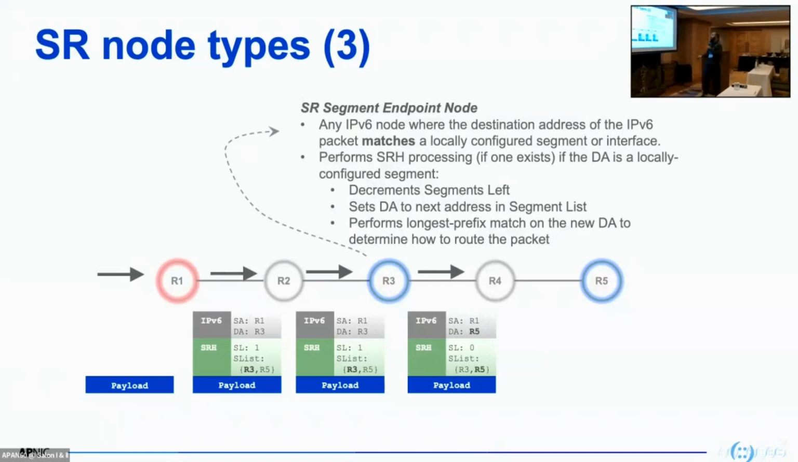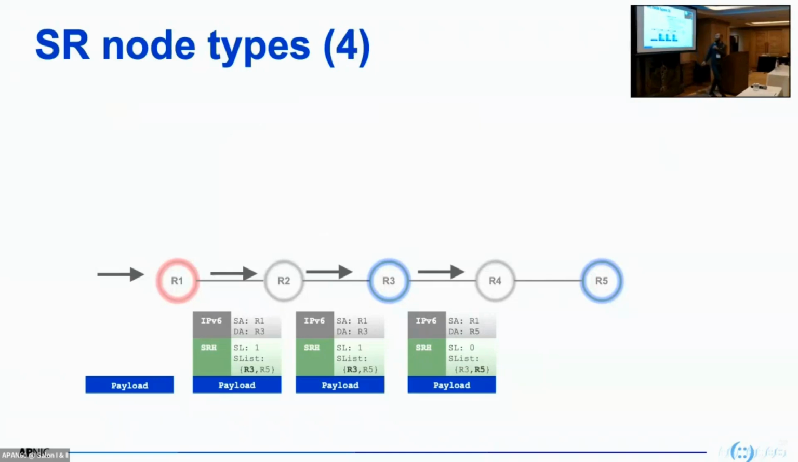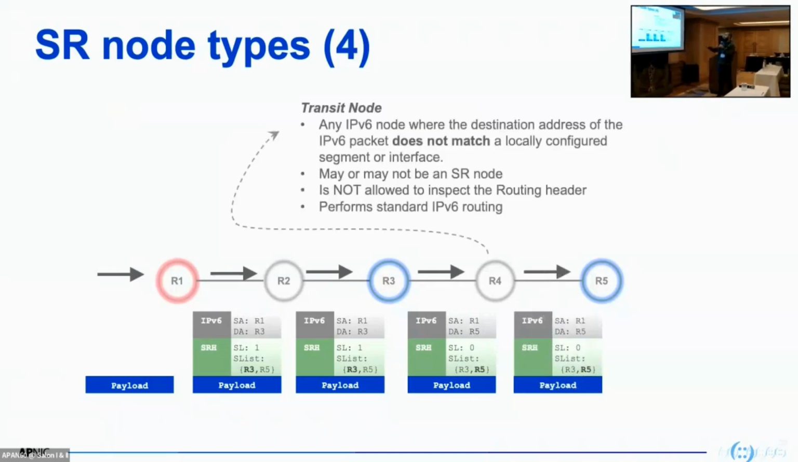So it becomes 0 now. Again, this one becomes a transit segment router, and this one becomes an endpoint. But in our scenario, this is also called the ultimate endpoint because there is no segment left. So that's the ultimate endpoint. The transit behavior is the same. It does not change anything. It just finds the best path to reach the destination.